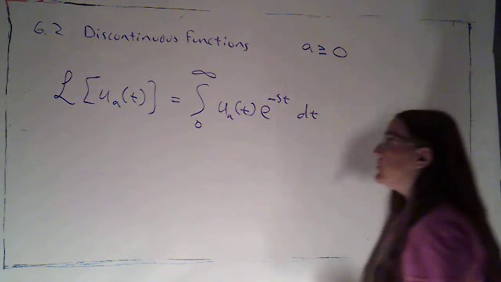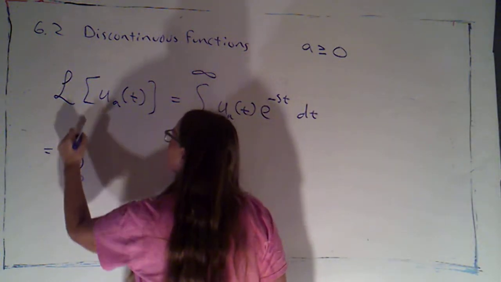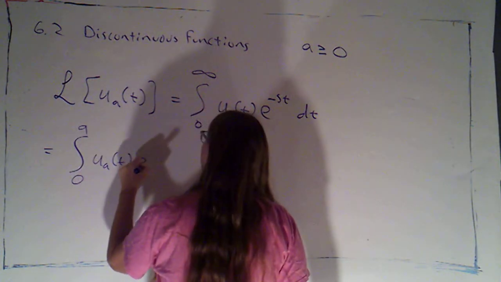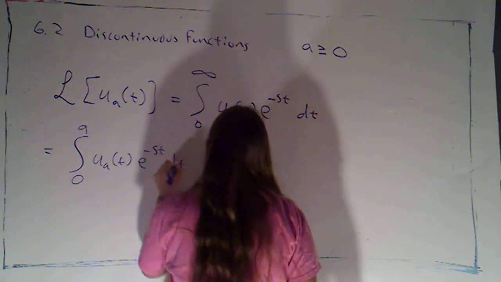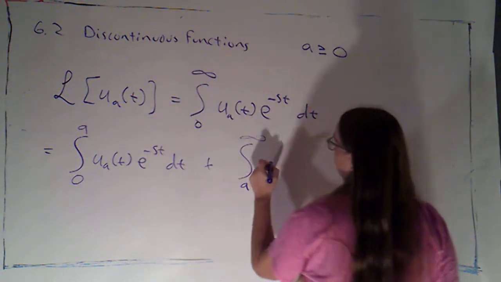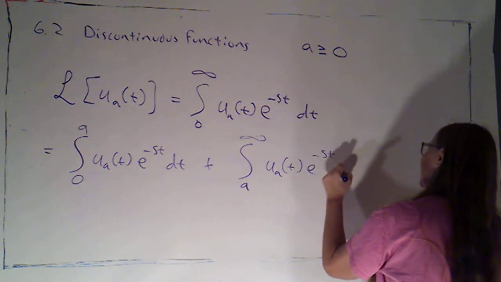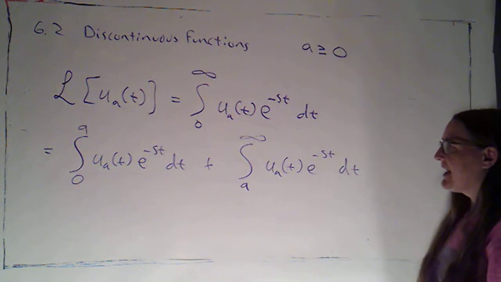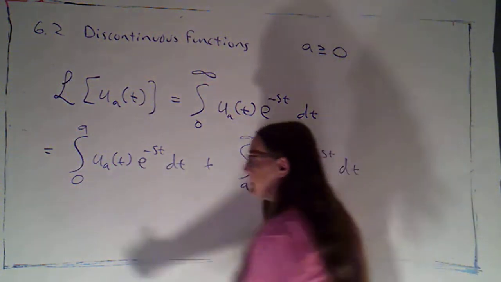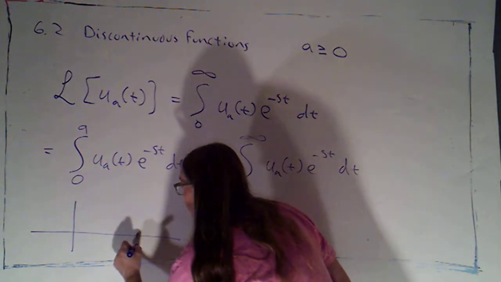Now what I'm going to do is just break that up into two integrals. That's the integral from 0 to a of mu sub a of t times e to the negative st dt, plus the integral from a to infinity of mu sub a of t times e to the negative st dt. Now, over the interval from 0 to a, my function is 0 almost the entire time.